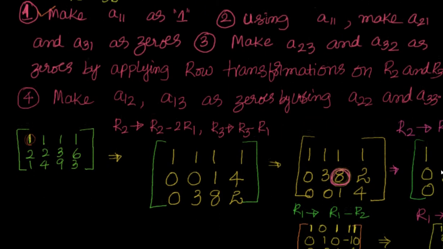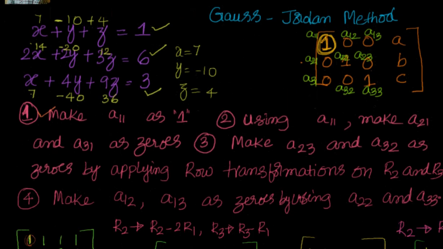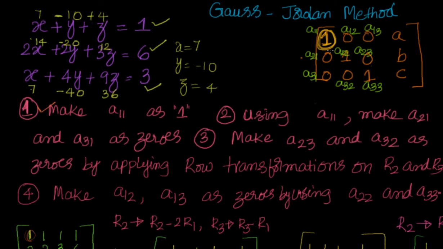Again I repeat, only 3-4 steps. Very simple. What you have to do? First make A11 as 0. Now use that and make A21, A31 as 0. Now your transformation should be only between R2 and R3. Convert R2 and R3 accordingly to make A23 and A32 as 0. You can use R2 and R3. Using R3 transform R2 and using R2 transform R3. You do both of them.